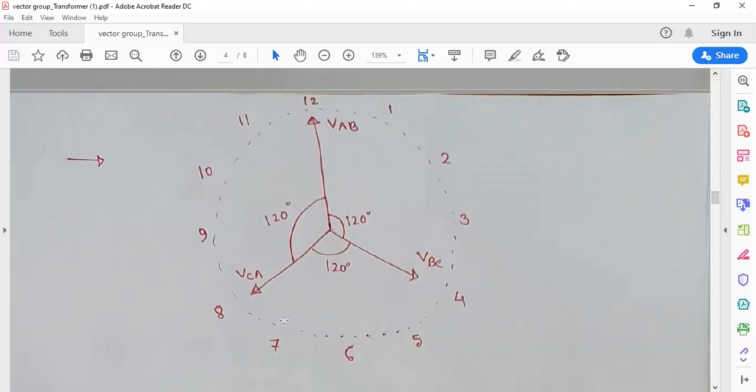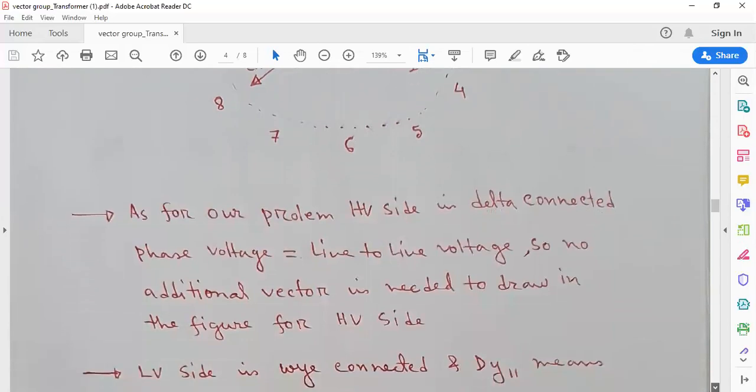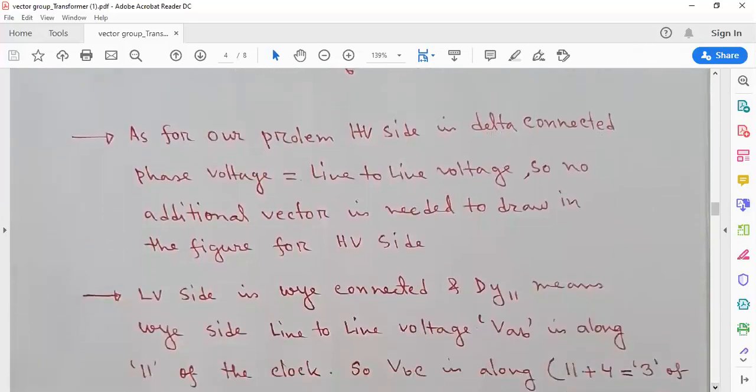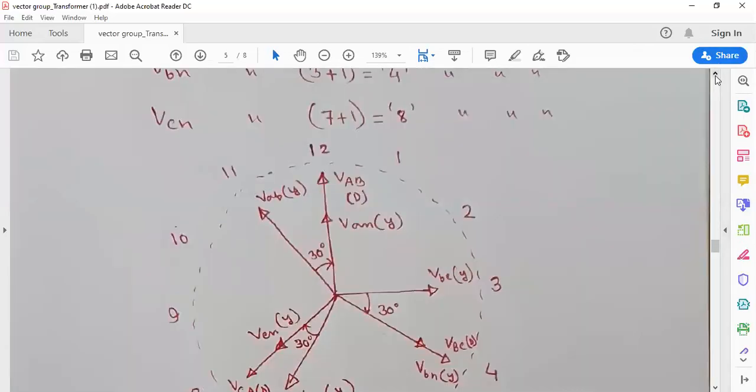Now our primary, or our high voltage side, was delta, so we have drawn the line to line voltages. Do we need to draw the phase voltages? No, we do not need to draw the phase voltages, because in delta connection, line voltage and phase voltages are the same. Now the delta side is completed. We have to go to the low voltage side, that is Y connected.